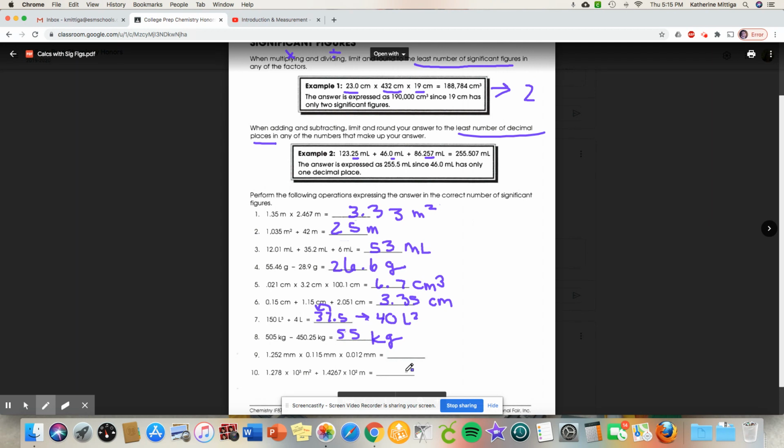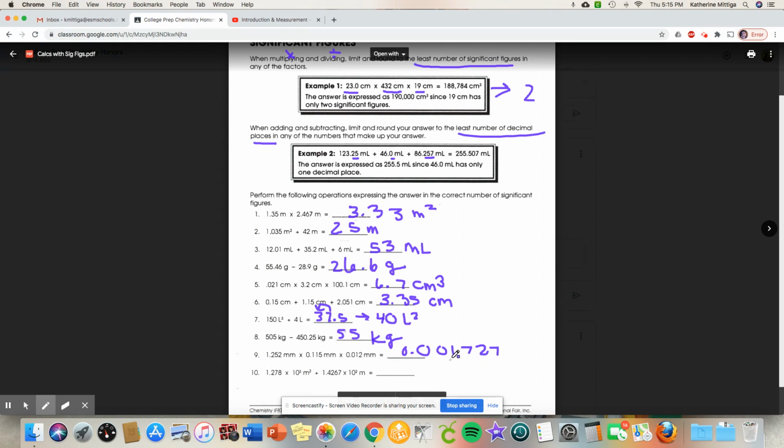1.252 times 0.115 times 0.012 gives me 0.00172776, whatever. But I only want 2 sig figs. So here's a common thing that kids do. They just say, oh, it's 0.00, and they call it a day. Wait a second. Don't forget the rules of sig figs.